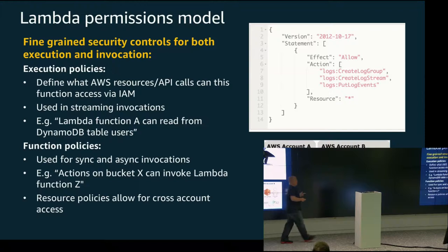And the second part of the permissions are the function policies. In other words, what event, this is the source that basically triggers the Lambda, has permission to run the Lambda. With resource policies, you can actually do it across accounts. So if you have two AWS accounts or more, you can run Lambdas in another account if you have this permission set up properly.